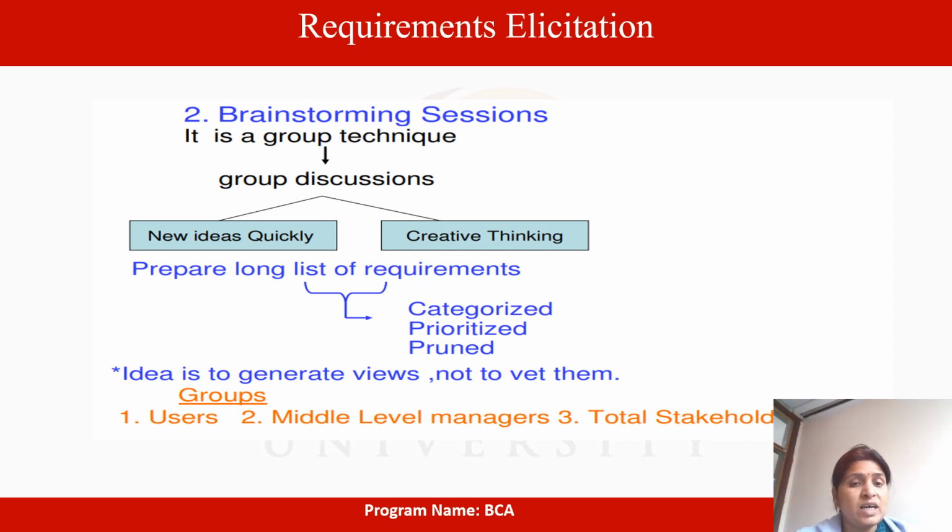You get new ideas quickly and creative thinking. These are the two things which we come across with a brainstorming session. Prepare a long list of requirements and you categorize it, you prioritize it, and you prune it. Categorize means you categorize into high, medium, low. Prioritize, you number 1 2 3 4 or 5 6 7 8, either in increasing order or decreasing order. So the idea is to generate views, not to vet them.